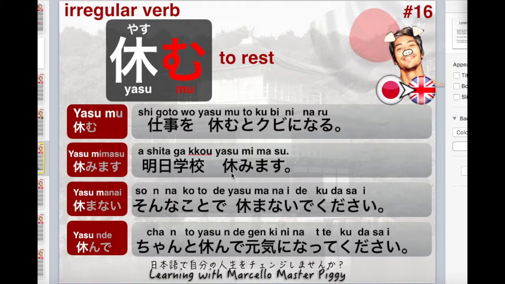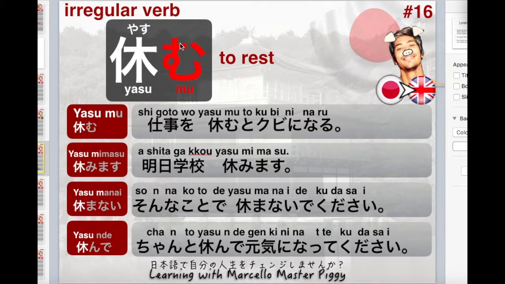Ashita gakko yasumimasu. Ashita, ne? Or this can also be read as asu. But when we are talking, we say ashita. We don't really say asu, but you could read it as asu. Okay, so ashita gakko, school, yasumimasu. I will not go. Okay, I'm not going. So tomorrow I'm not going to school, basically. 明日、学校休みます。明日学校休みます。Good.